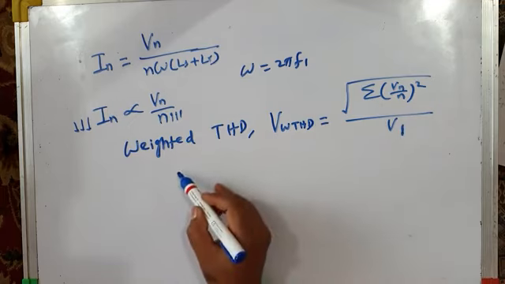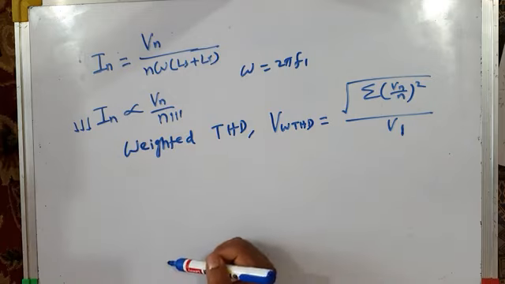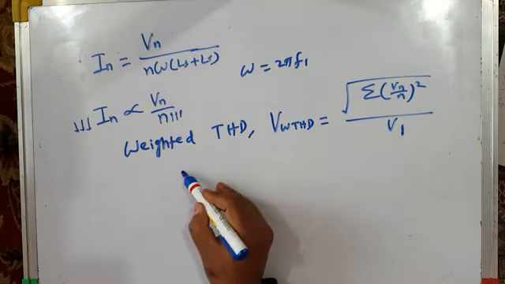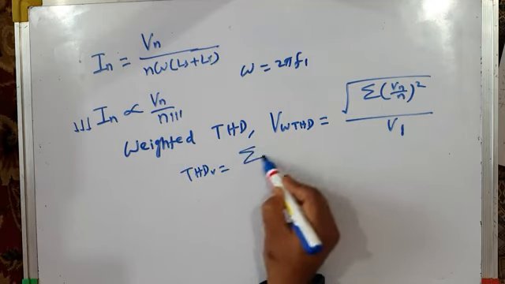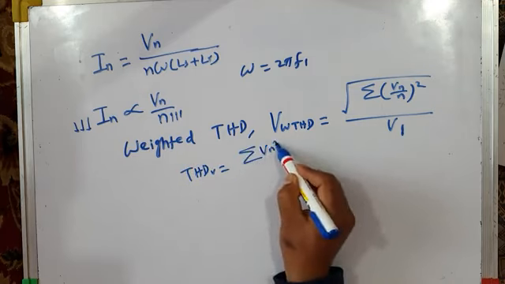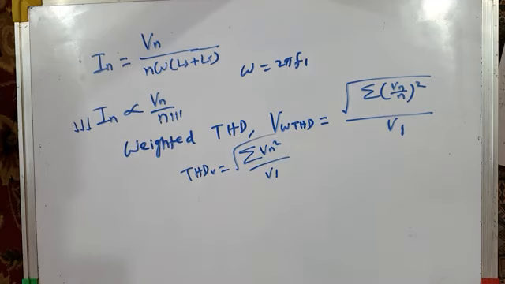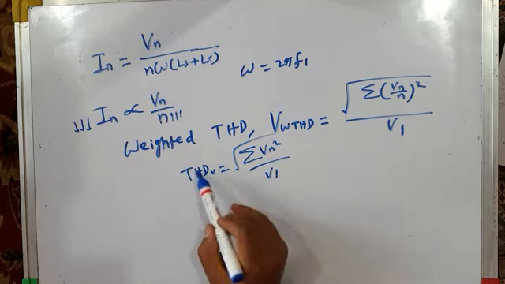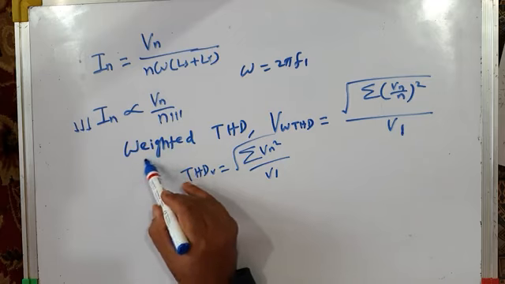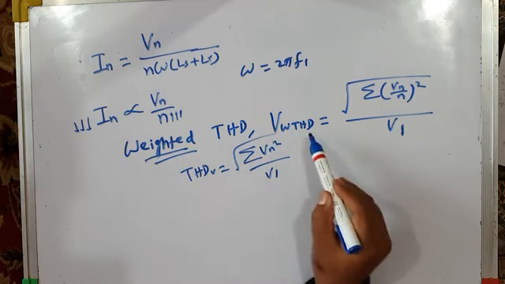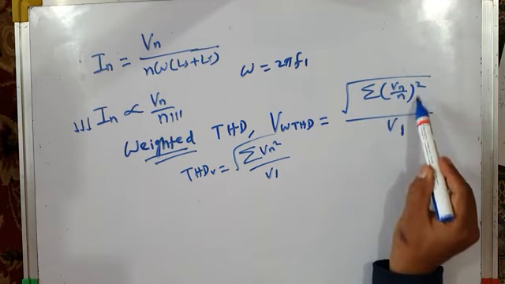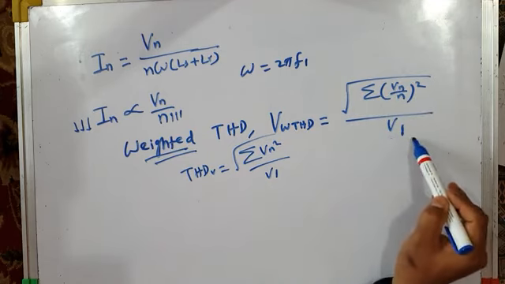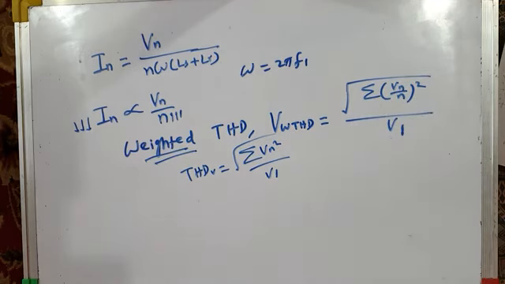Generally you must have studied in basic power electronics that the THD of voltage, THD V, is given by the square root of summation Vn squared, divided by V1, like this. But here I am not writing THD of voltage, I am writing weighted THD of voltage. Weighted THD of voltage is the square root of summation (Vn by N) whole squared, divided by V1.